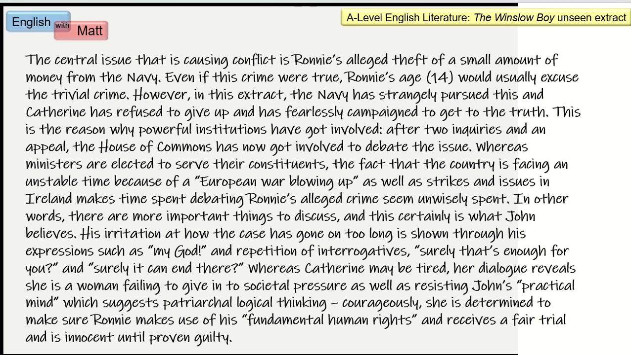Whereas Catherine may be tired, her dialogue reveals she is a woman failing to give in to societal pressure, as well as resisting John's practical mind, which suggests patriarchal logical thinking. Courageously, she is determined to make sure Ronnie makes use of his fundamental human rights and receives a fair trial and is innocent until proven guilty.